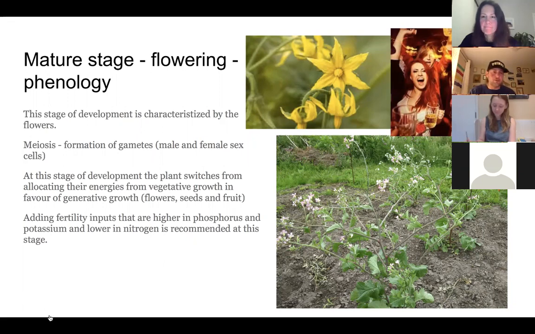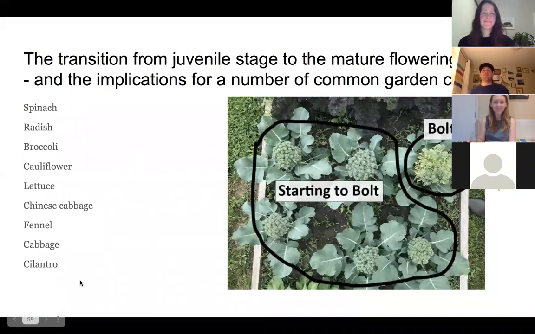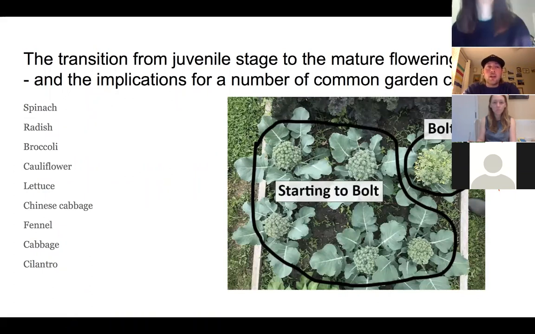Yeah, pretty straightforward. But here, this next slide, once it clicks for me, these transitions. Okay, there we go. This is something that took me a couple of years to really realize and appreciate. There is a very important transition from the juvenile stage to the mature flowering stage that impacts a lot of our common garden crops.